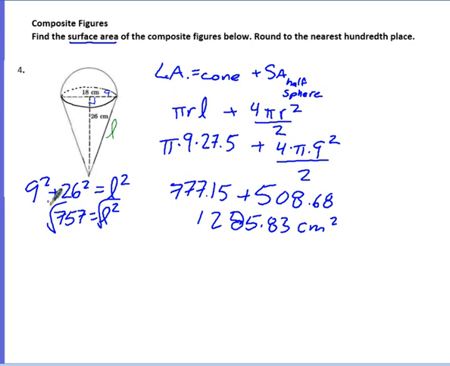So now when I do Pythagorean Theorem here, 9 squared plus 26 squared gives me the slant height, and then that, we're going to get a weird decimal here. I think we get 27.5. And so for this, we're just going to multiply these together, add it to 4 times pi times r squared, divide that by 2, and when we add both these pieces together, that gives us a total surface area of 1,285.83 centimeters squared, again because we're doing surface area.